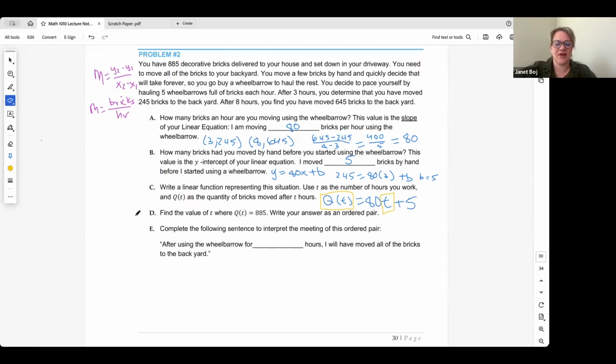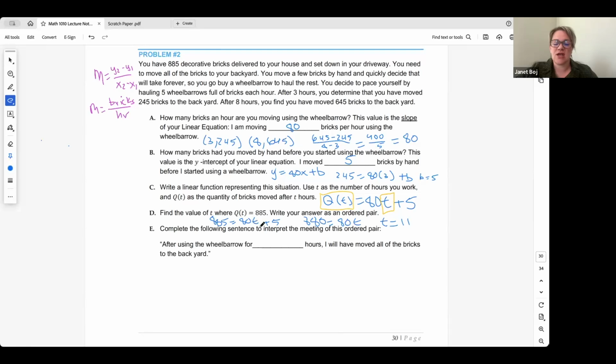Okay, let's see what they're asking. Find the value of t, so I'm looking for time, when q of t is 885. You just plug it in and solve for the other. So 885 equals 80t plus 5. I subtract the 5, so 880 equals 80t. And now I divide by 80, so t equals 11.